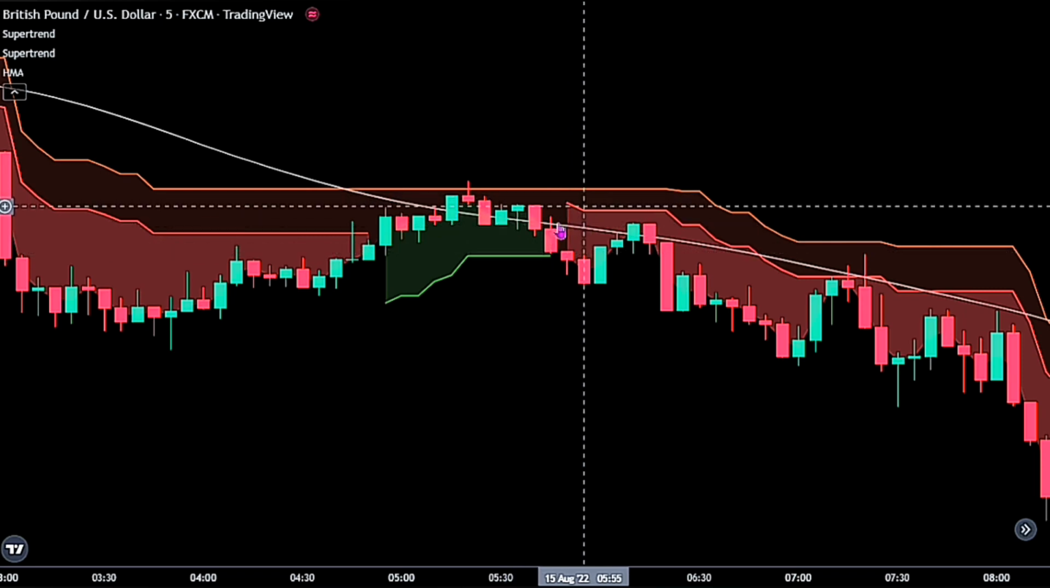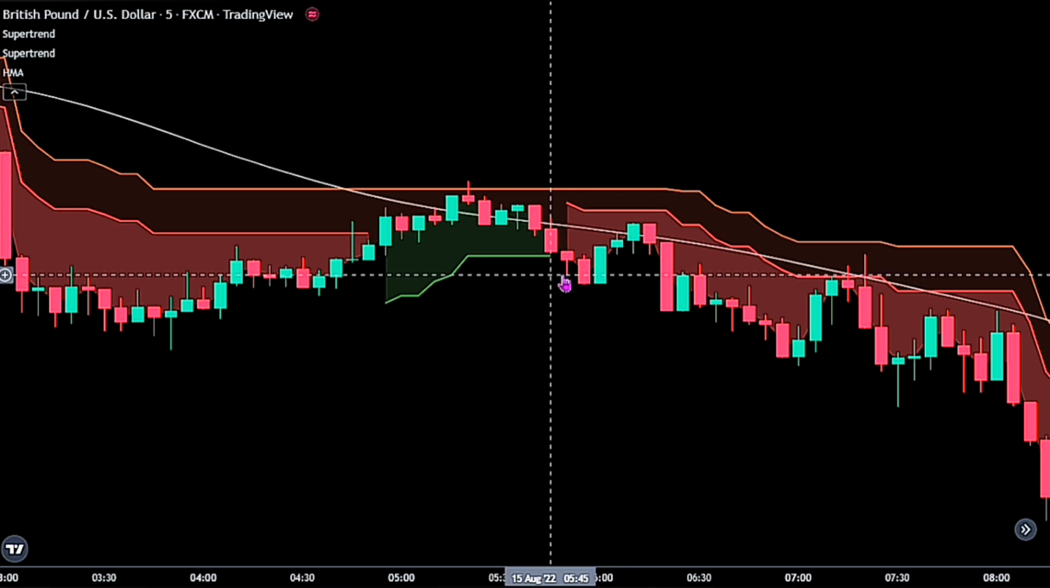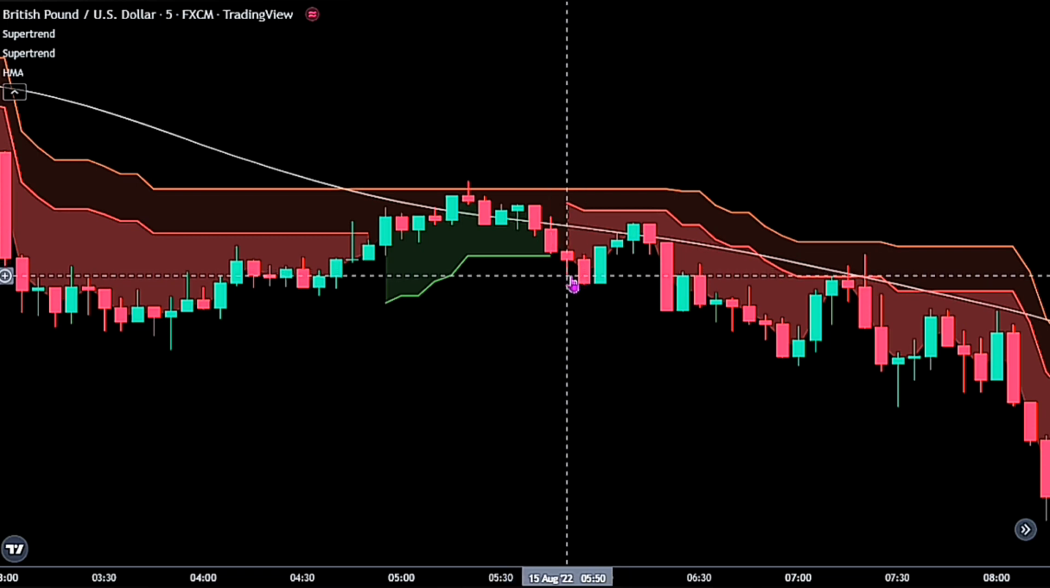At this point, we would want to wait for the next change in color to red on our second Super Trend, before we go ahead and enter a sell trade below the trigger candlestick. Our stop loss will be at the previous high, and our take profit will be 1.2 times the risk.